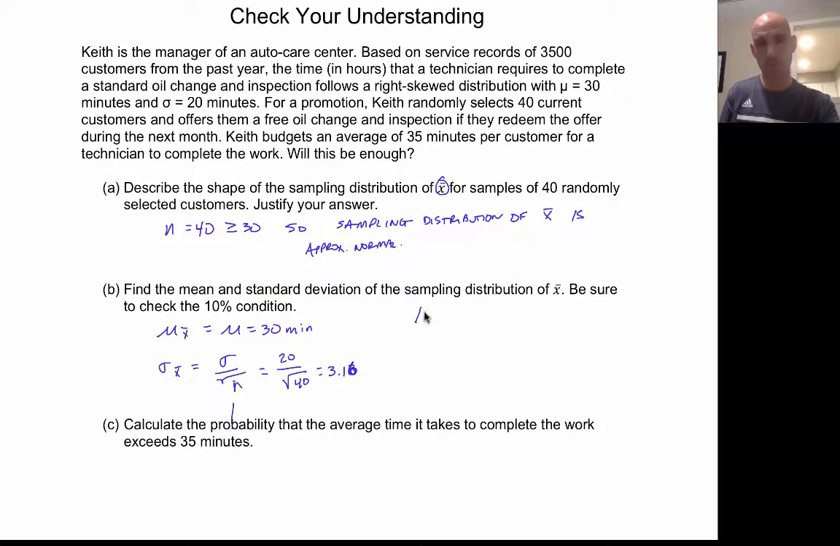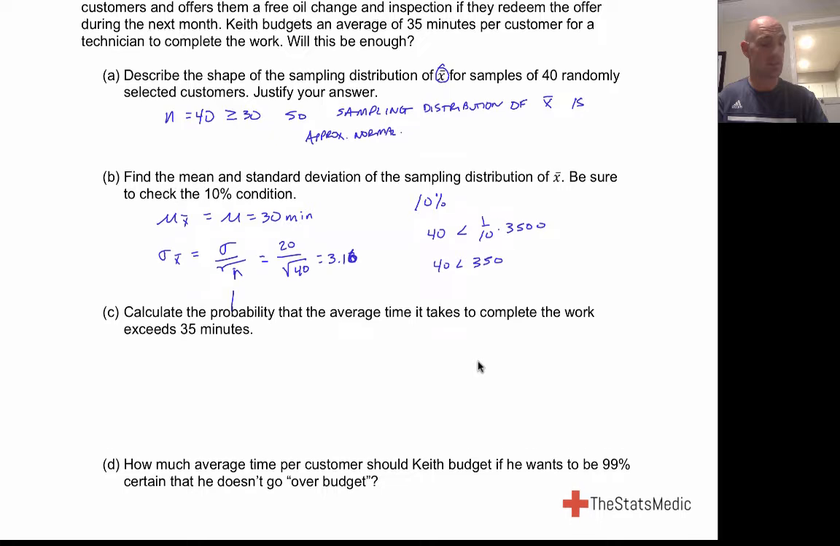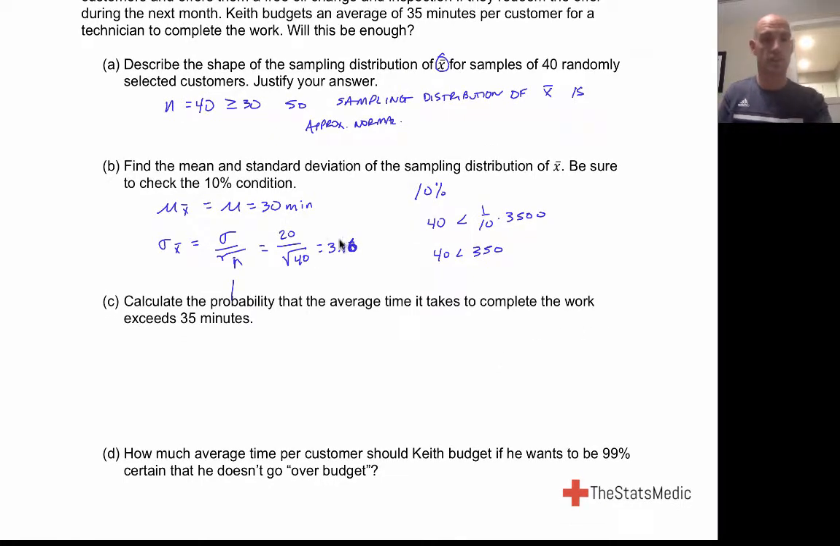So what we have to ask ourselves is, is our 10% condition met? Because we want to make sure that our samples are less than 10% of our population. So is 40 less than 1/10 times 3,500? Indeed it is, because 40 is less than 350, so our 10% condition is met. So this works. This is our standard deviation. This is our mean.